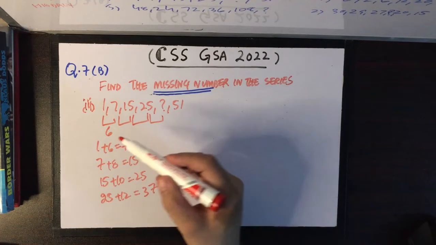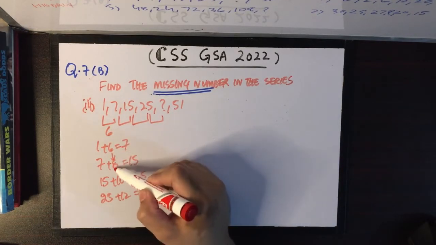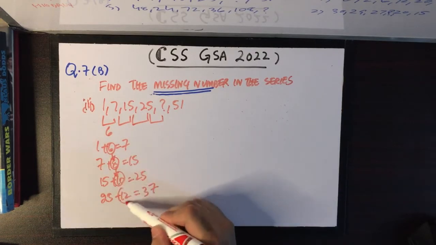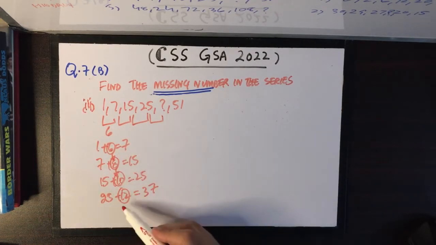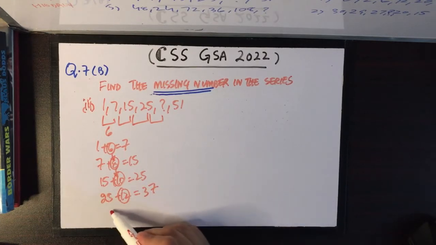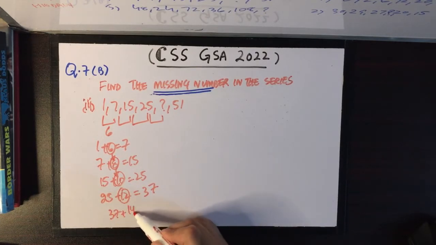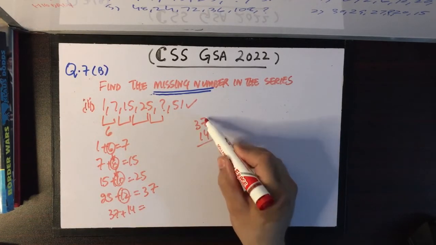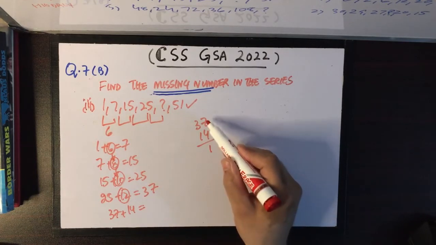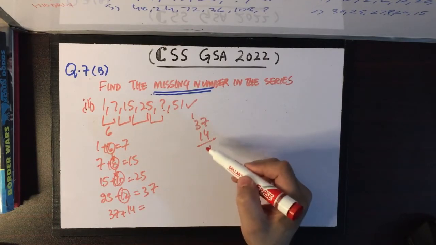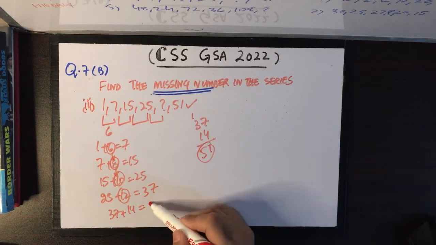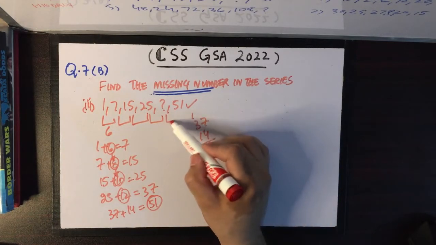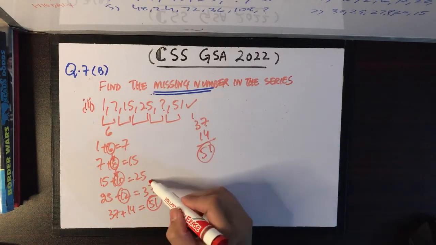Yes, 25 to 37. So it is following a series of even numbers starting with 6. So we have to check it. 37 plus 14 should be 51. Yes, it is 51, right. We are correct in figuring out the relationship between the numbers in the series, and our missing number is 37.